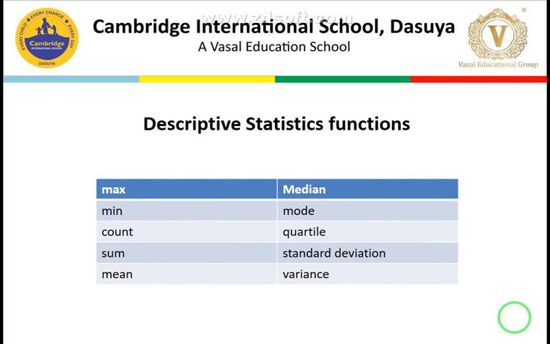In descriptive statistics, students, we will go through these functions: max function, minimum function, count, sum, mean, median, mode, quartile, standard deviation and variance. Students, we will take a practical example in Jupyter Notebook and start working on this.